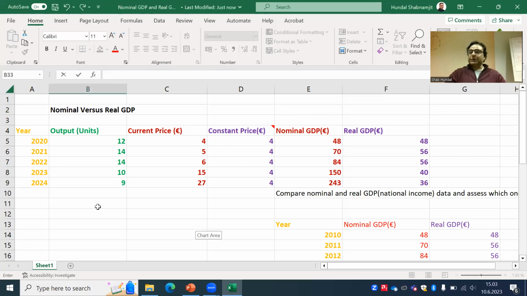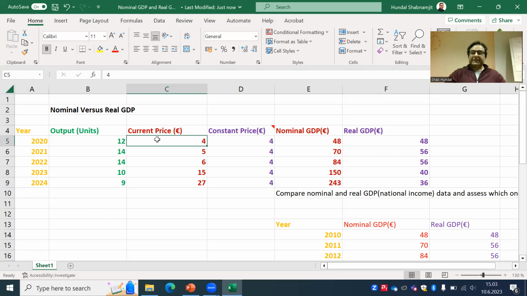So here I just took imaginary data, and you can see that I took 5 years from 2020 to 24. I included next year also. And these are the current prices per unit each year. So there is an average price, 4, 5, 6, 15, and 27 euros per unit of the output, like we calculate the consumer price index in the country. The output is given here.